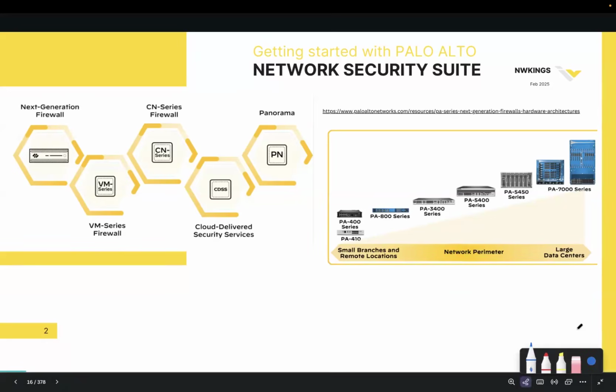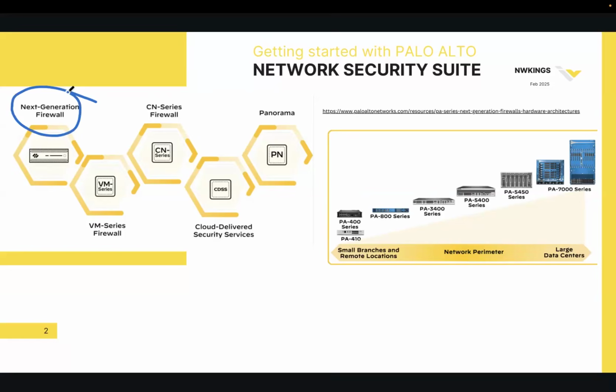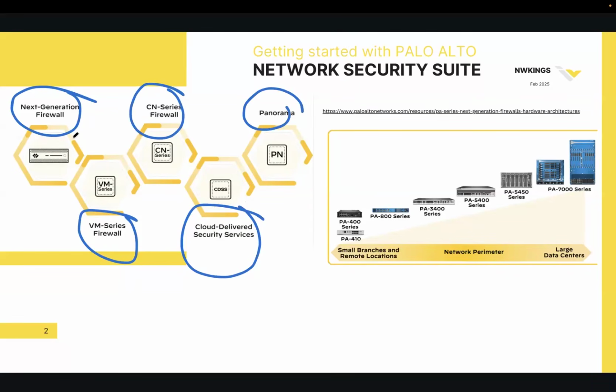So it's always better to understand the different flavors first. Palo Alto gives different flavors of firewall: the next generation firewall, the VM series firewall, the CN series firewall, CDSS (Cloud Delivered Security Services), and Panorama. Apart from that, there are also many other flavors in Palo Alto right now. But we're going to focus on the next generation firewall and the VM series firewall, because the others are not in scope of PCNSC, like Cortex and CDL. All these are different things for different purposes.